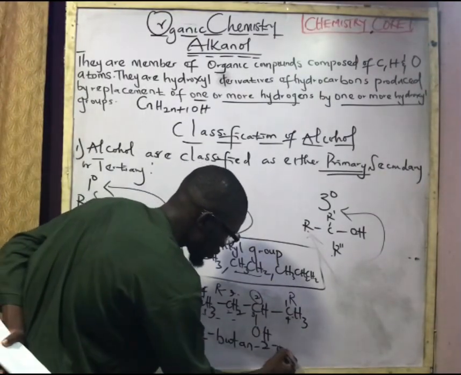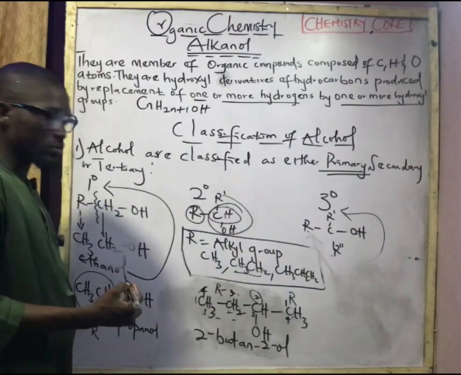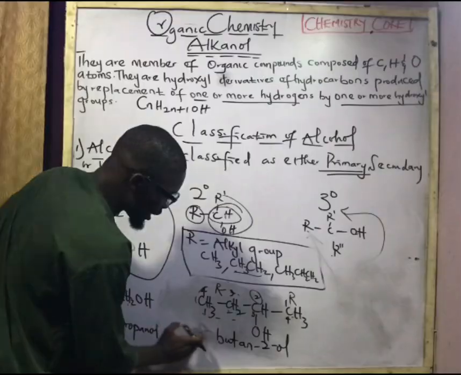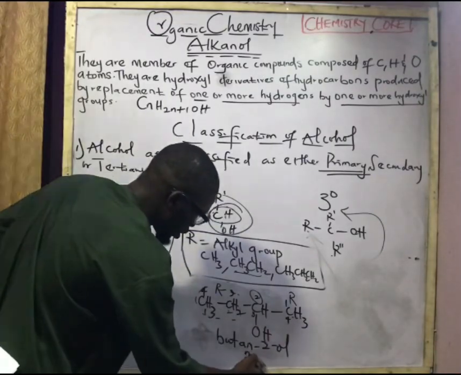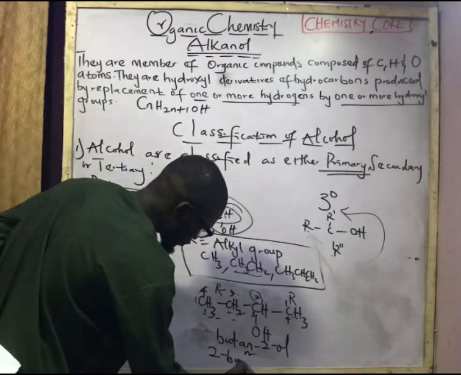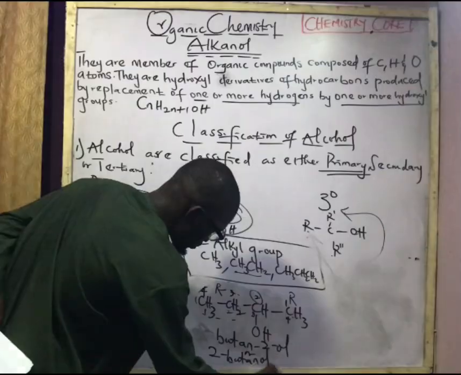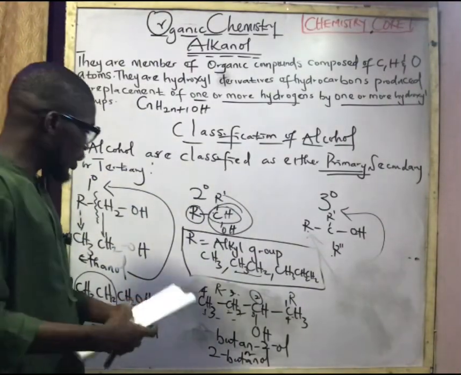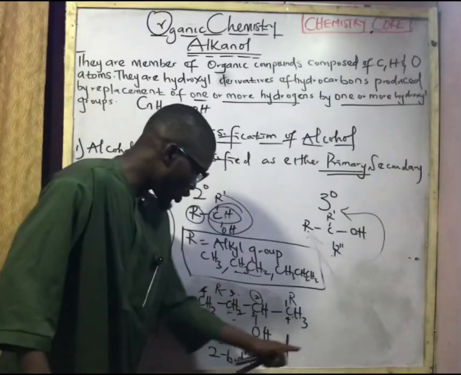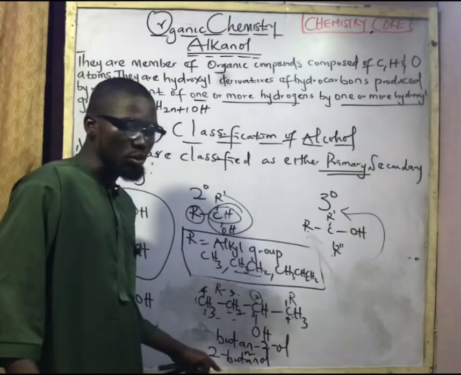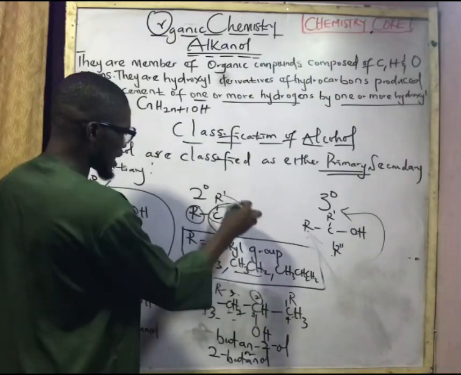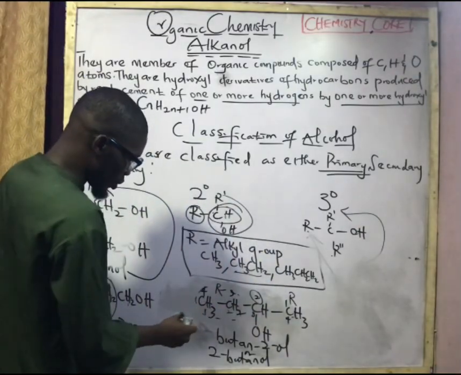So you can say we have 2 up. Are you with me now? You can either call it butan-2-ol or we call it 2-butanol. Is that clear now? Either we call it what? Butan-2-ol or we call it what? 2-butanol. So let's take a look at another example of this secondary alcohol.